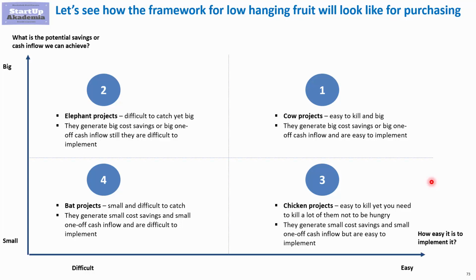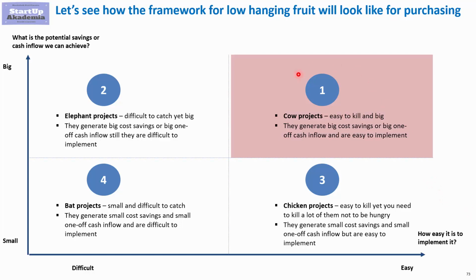Now, the difference might not be visible in this form, so we will actually look at the framework in a little bit different form, so in the form of a decision tree. Obviously, the low-hanging fruits would be here, so the cow projects, so the projects which are easy and generate big potential savings or big cash inflow. Now, the difference between the cost reduction and purchasing quick win framework may not be visible well in this form, so we will present it in a little bit different manner in a form of a decision tree. And we're going to start with the quick wins cost reduction framework.